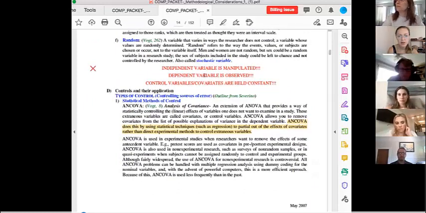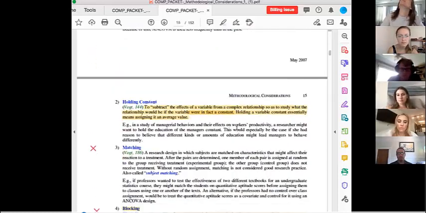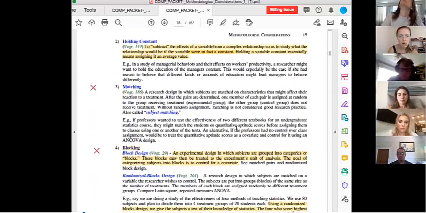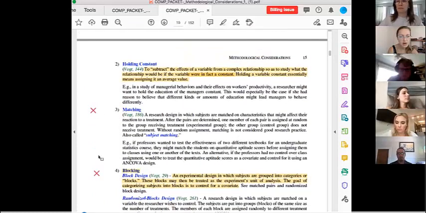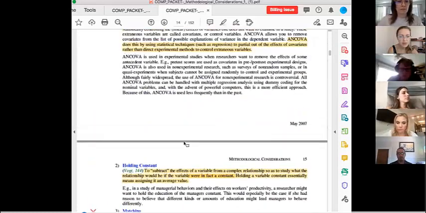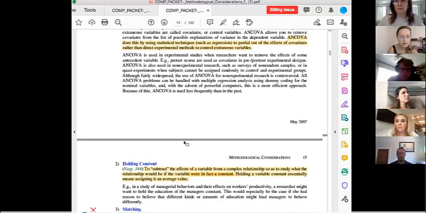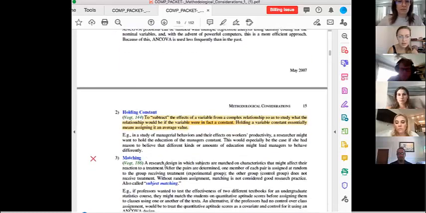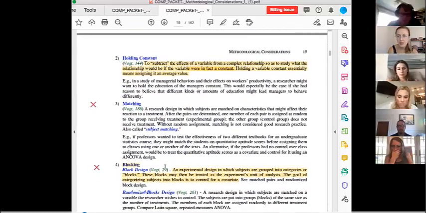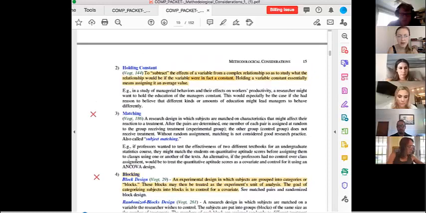Independent variables are manipulated, dependent variables are observed, and control variables and covariates are held constant. Okay, this I just starred because you should just review it. I don't remember learning these things in statistics, so this would be an area where maybe you just read it and make sure you understand it.